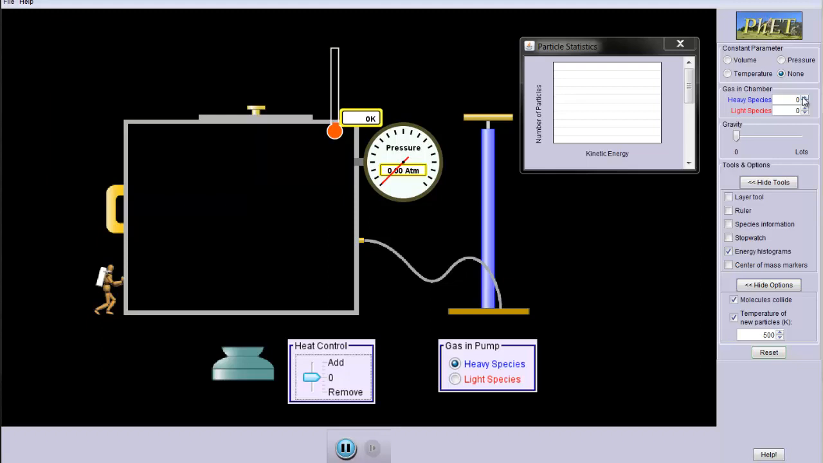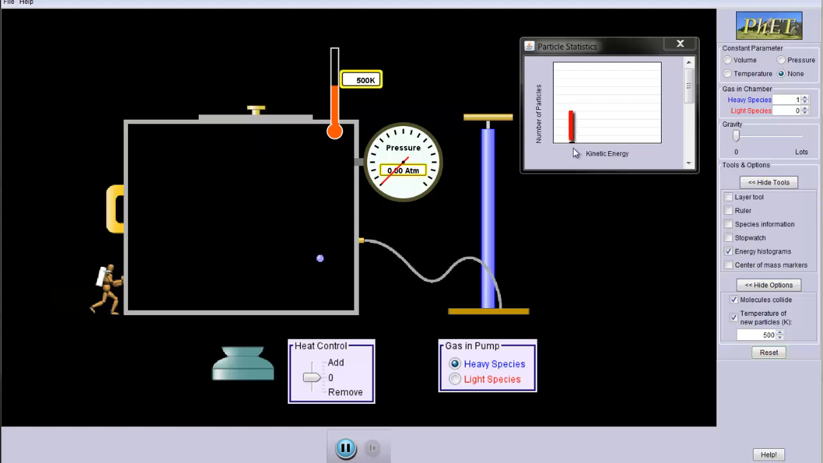So let's start by injecting one molecule of gas into our chamber, and this molecule is initially going to have a temperature of 500 Kelvin. So there it goes, and you can see it bouncing around in the chamber perfectly. Now you can hardly see the kinetic energy curve on the graph, so we'll make sure we highlight that.